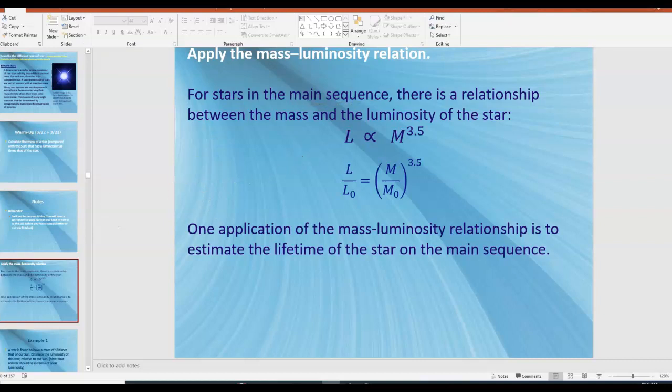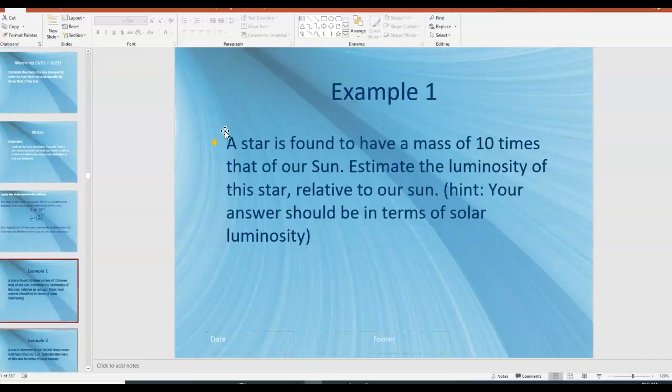I'm going to erase this. And let's take a look at a simple problem. Okay, so this problem says a star is found to have a mass of 10 times that of our sun. Estimate the luminosity of this star relative to our sun.